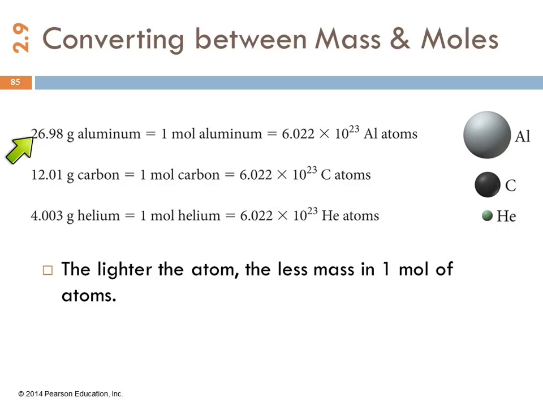Aluminum has a molar mass of 26.98. That means 26.98 grams of aluminum is equal to 1 mole of aluminum atoms, which is Avogadro's number of aluminum atoms. A mole of carbon is also Avogadro's number. A mole of helium is also Avogadro's number of atoms. But a mole of helium weighs a lot less than a mole of aluminum because helium atoms are a lot smaller. So the lighter the atom, the less mass in 1 mole of atoms. So a mole of helium is only 4 grams. A mole of carbon is 12 grams. A mole of aluminum is 26.98. These make really nice conversion factors.